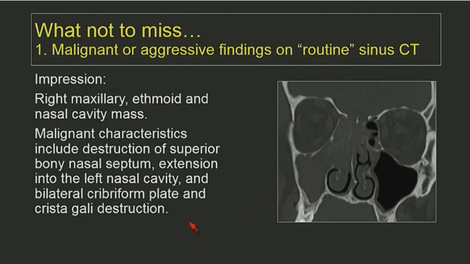This is how I would dictate it, and again, these are my words. I would say there's a right maxillary, ethmoid, and nasal cavity mass, period. And then I tell them why I think it's malignant. Malignant characteristics include destruction of the superior bony nasal septum, extension into the left nasal cavity, and bilateral cribriform plate and crista galli destruction. That leaves no room for error. I don't have to say clinical correlation recommended.